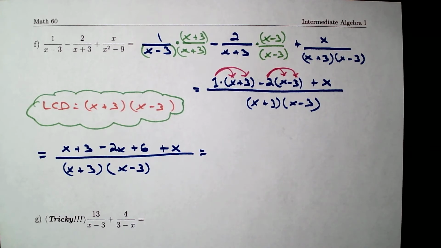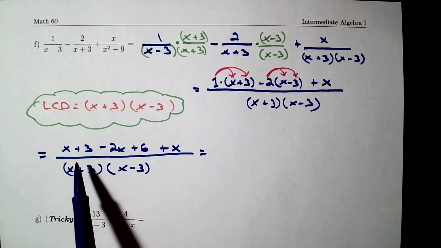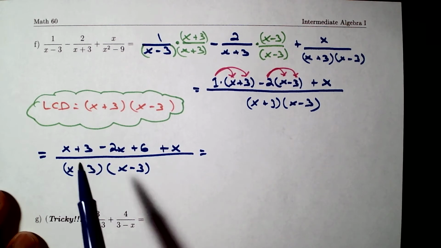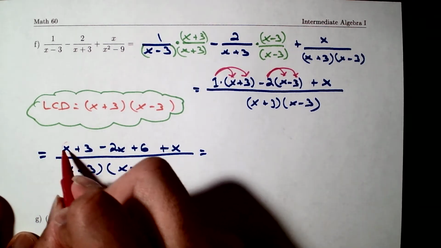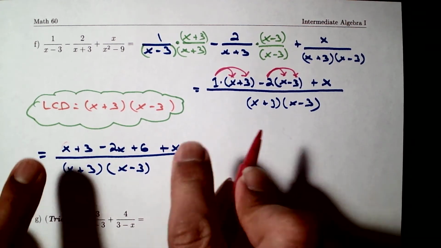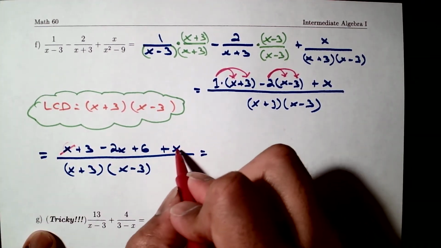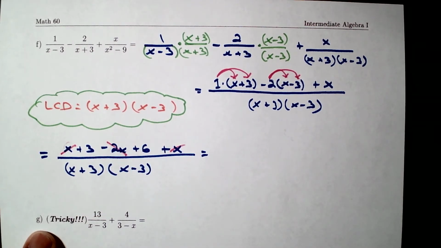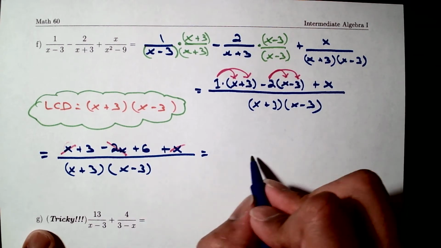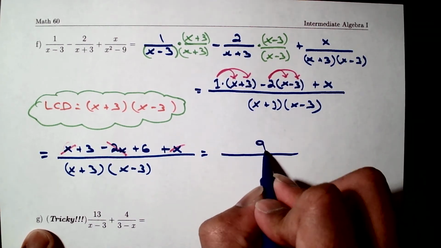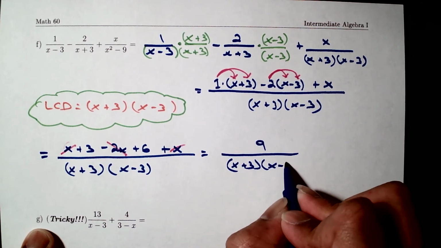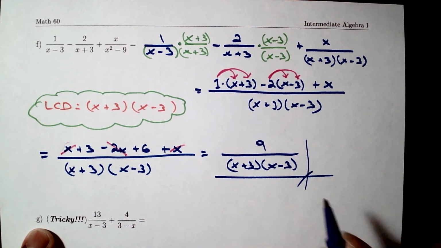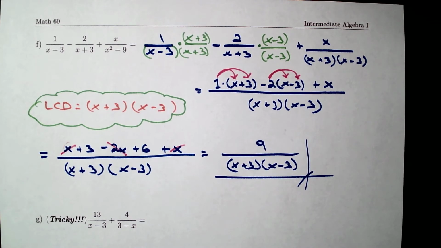Alright, let's keep moving with this one. Well, in this case, all we do is combine like terms. But notice how this x plus x equals 2x minus 2x, that's 0x. And all we do is 3 plus 6, which equals 9. And this is the final answer. Alright.